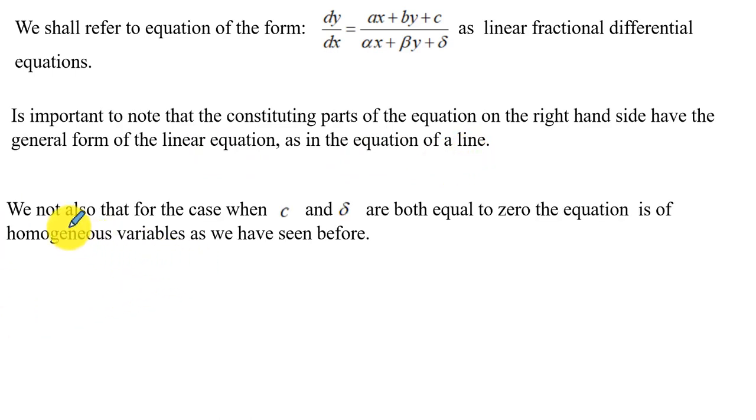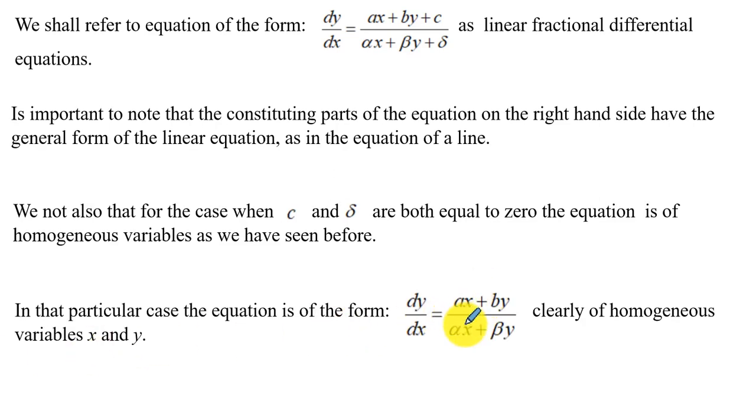And then we note also that in the case that c and delta are both equal to 0, we actually get an equation of homogeneous variables, which we have seen before. Like for example, we will get something like this. If c and delta are equal to 0, the equation is of this form, and you can verify yourself that this is actually an equation of homogeneous variables x and y.